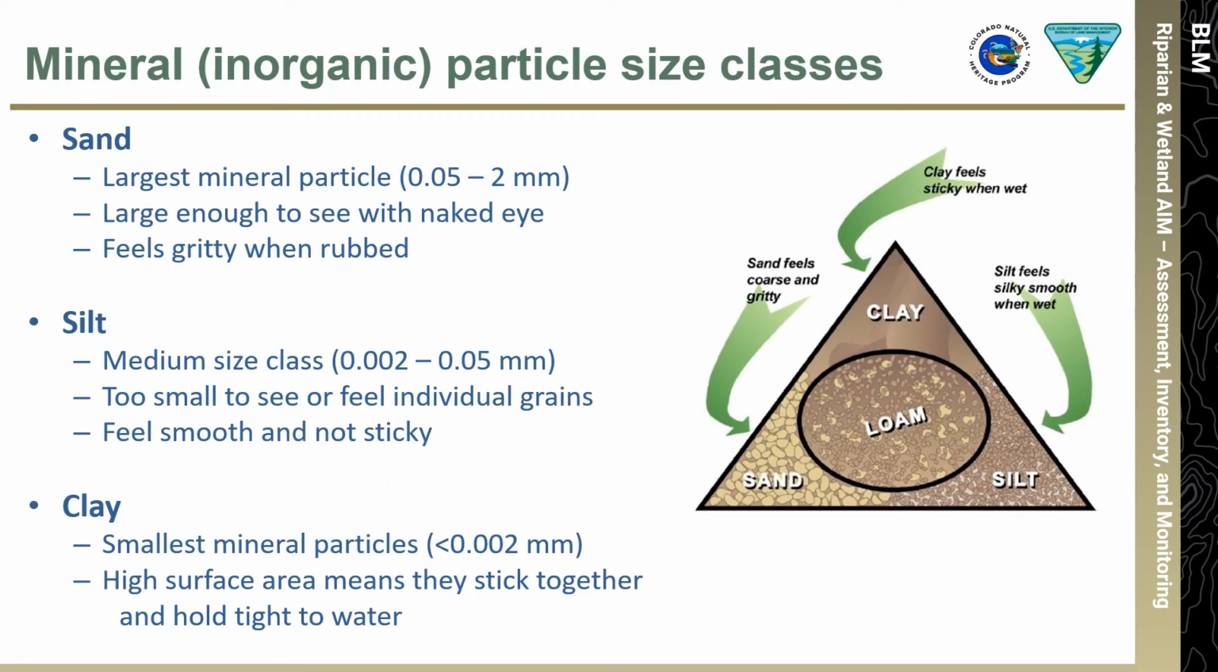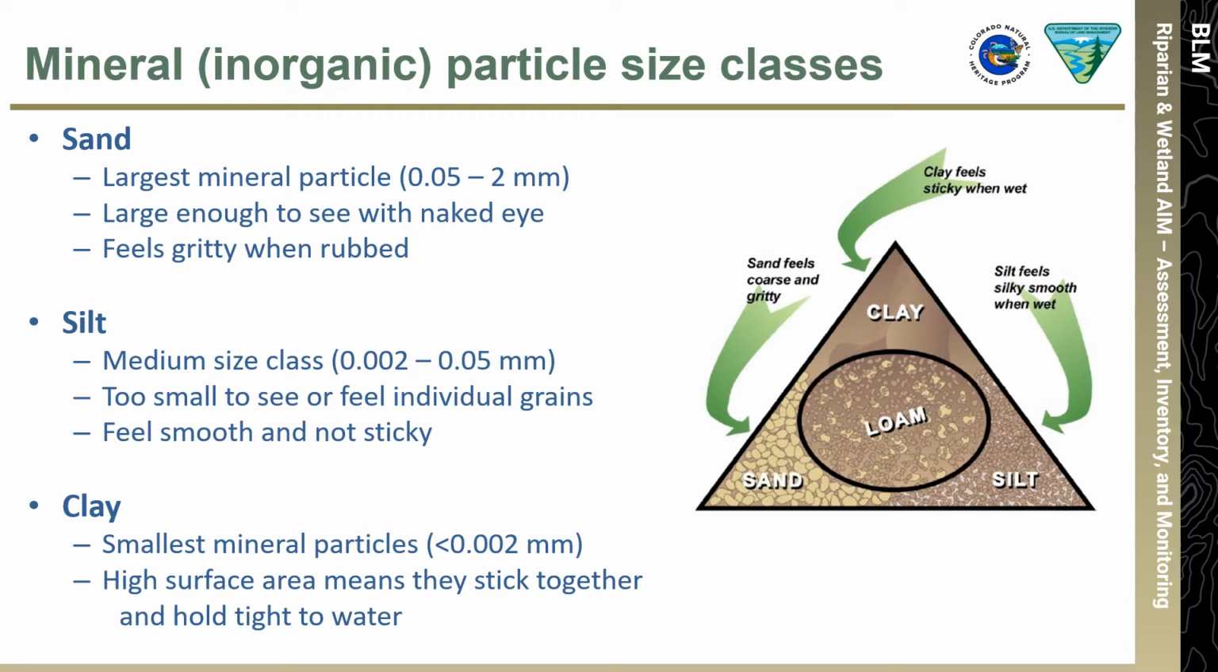Looking more closely at the three size classes, sand is the largest mineral particle, falling between 0.5 and 2 millimeters in diameter. These are large enough to see and feel individual grains. Because of their relatively low surface area to volume ratio, soils with high sand content tend not to hold on to water or nutrients for very long, resulting in well-drained soils.